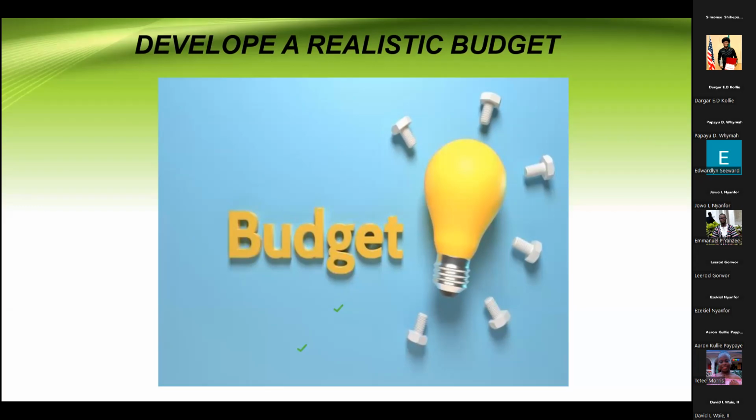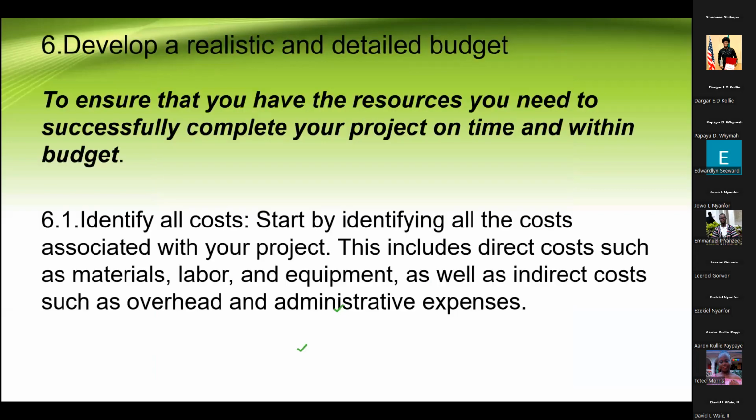Many times people budget for execution, but they do not budget for process. And when you skip a process, that is why, you know, the problem we have in Africa, why it's easy to practice fraud and the integrity issues and corruption, because we don't budget for process. So a realistic and detailed budget, and to ensure that you have the resources you need to successfully complete your project on time and within budget. Now, you must identify all the costs, starting by identifying all the costs.